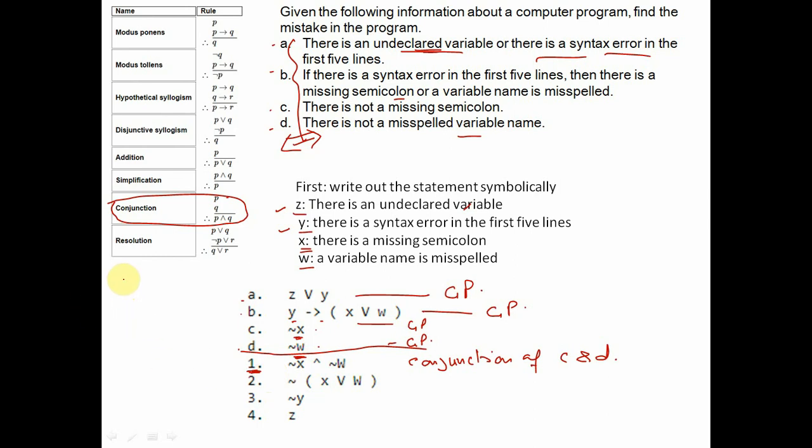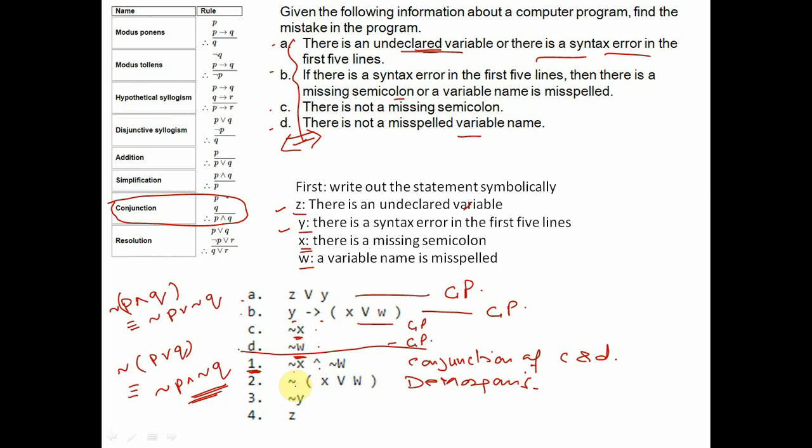Now once again, if you remember De Morgan's, what does De Morgan's law say? Negation of P and Q is equivalent to negation of P or negation of Q, and the dual says negation of P or Q is equivalent to negation of P and negation of Q. Now see, negation of X and negation of W. So by applying De Morgan's, I can say that this is equivalent to negation of X or W. Once again, let me repeat, you have to apply not just these rules of inference but also the equivalence laws.